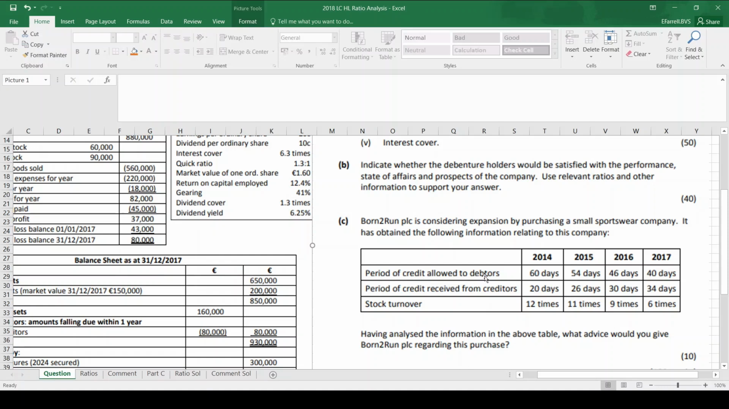So the period of credit allowed to debtors. So this is the amount of days that they allow people that they sell stuff to, to pay them. So it goes from 60 to 40, which is good. It's gone down. The period of credit received from creditors. So this is, when you purchase something, how much time are people allowing you to pay it back. So that's gone from 20 to 34. It's gone up, which is good also. And the stock turnover, how quickly the stock is turning over, has gone from 12 to 6, which isn't good. So we need to comment on this. What advice would you give to Born to Run PLC about purchasing this small sportswear company?